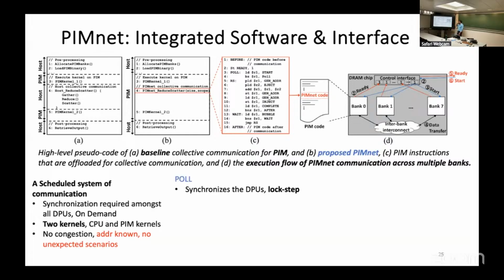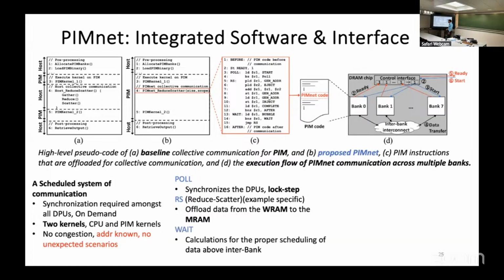So moving on to the build code, what happens within the banks themselves, you have the poll signal. This is exactly the whole point of the synchronization. All the DPUs have to come into lockstep with one another and be synchronized together in order to pull off this computation. RS specifically with this one is for reduce scatter. It's program specific, and it's just uploading from the WRAM to the MRAM to make sure that you get the correct data that's required for this computation in the scratchpad. The wait command is required if you need to go outside of the inter-bank region to the inter-rank or inter-chip to be able to communicate with more DPUs in order to do a larger computation.